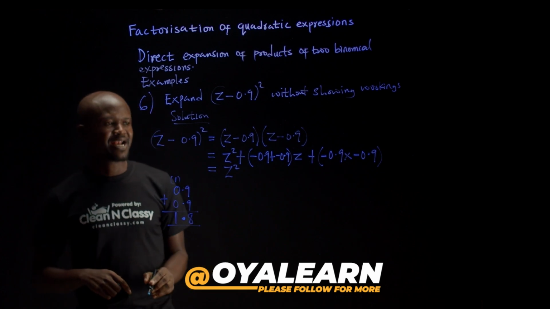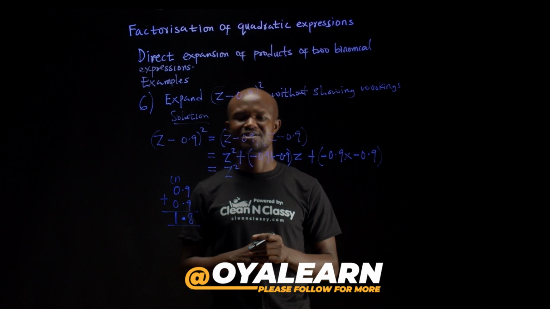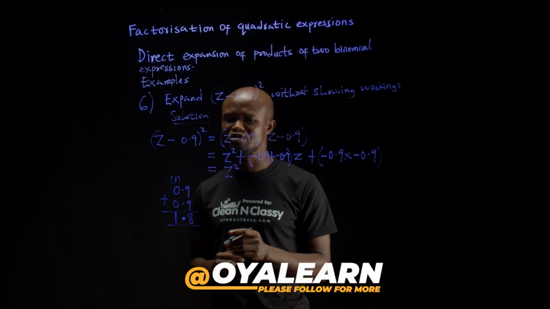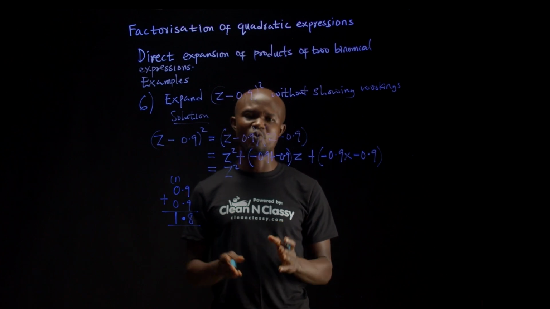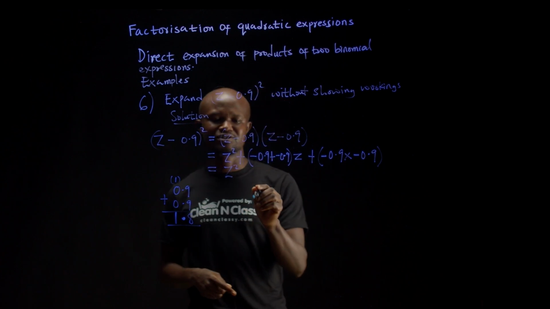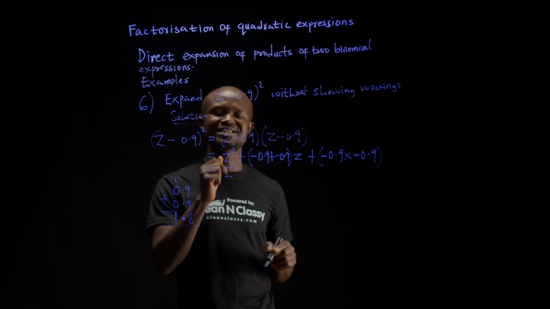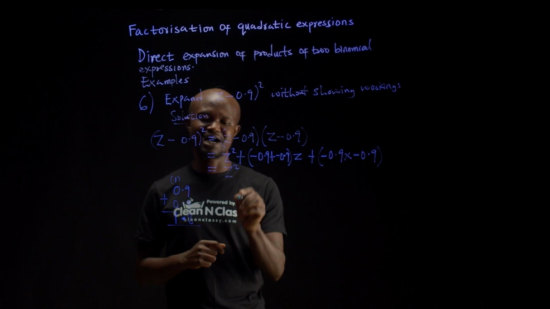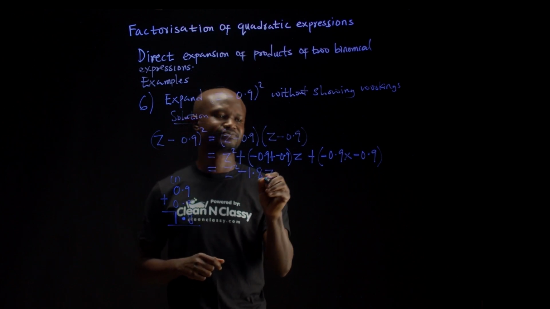1. Now, we are adding negative numbers. −0.9 plus −0.9 will now be what? −1.8. So that will be −1.8. And minus times plus will give us minus. So we have −1.8z.